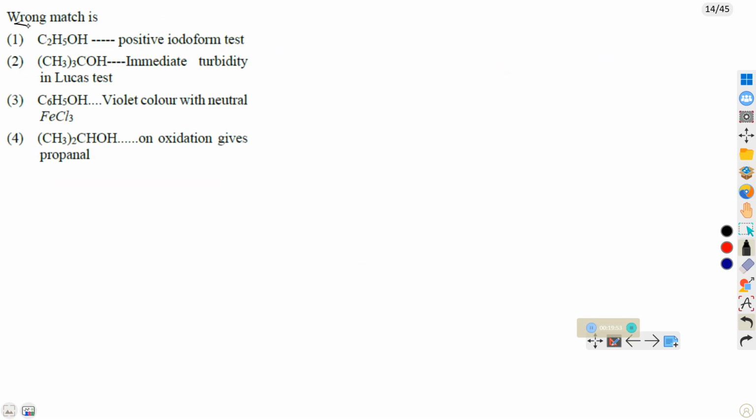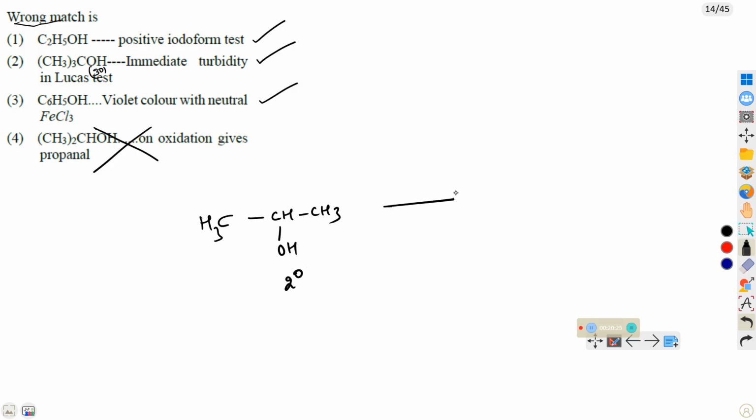Wrong match is: C2H5OH gives positive iodoform test, correct. This is 3-degree alcohol. Immediately turbidity with Lucas reagent, correct. Phenol gives violet color with neutral FeCl3, correct. (CH3)2CHOH on oxidation gives propanol, wrong. CH3, CH3, OH. It is a 2-degree alcohol. 2-degree alcohol undergoes oxidation, then it gives ketones.